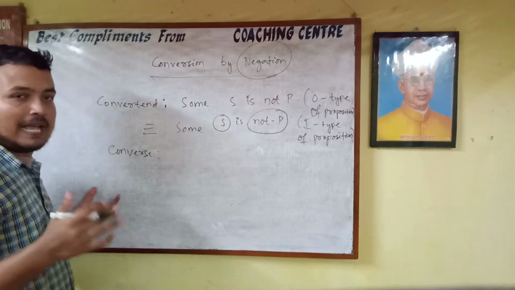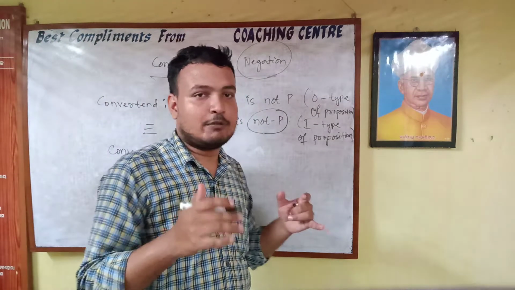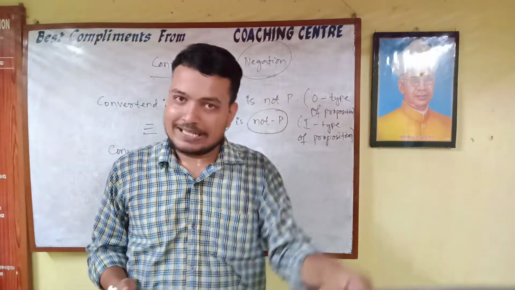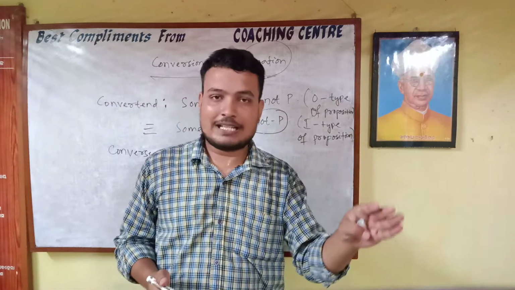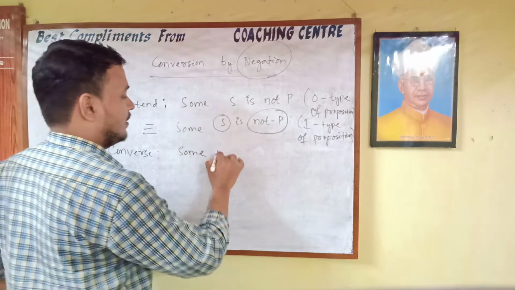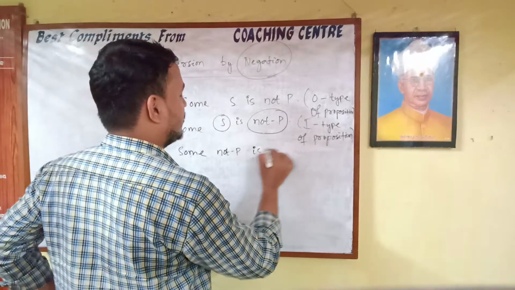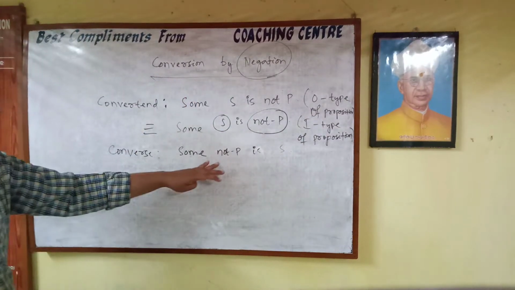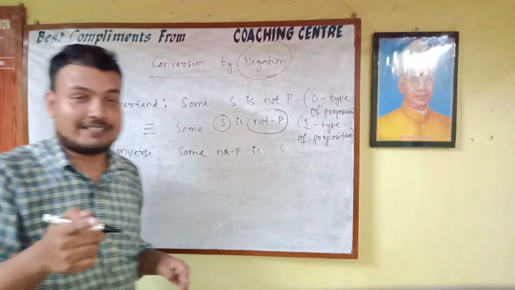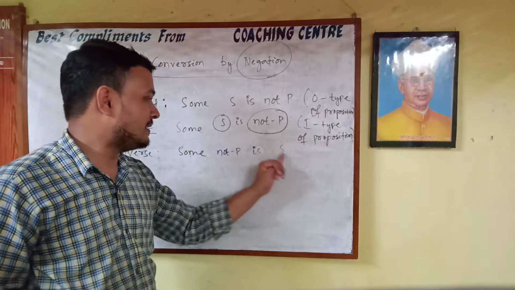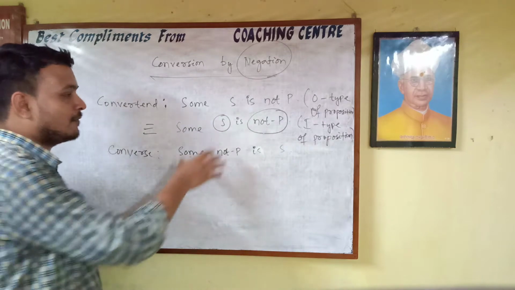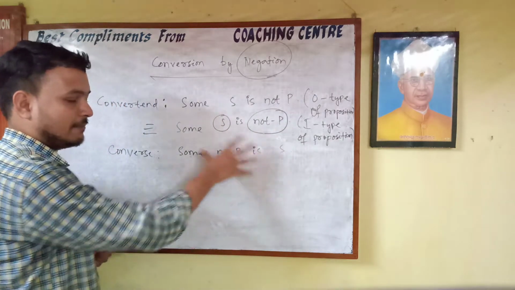simple conversion, as I have already taught you, is when an I type of proposition is converted to an I type of proposition, that is, particular affirmative to particular affirmative. So some not P is S. This is simple conversion. Subject and predicate will interchange their places. Subject will come here, predicate will come here. The quality remains the same, I type of proposition.